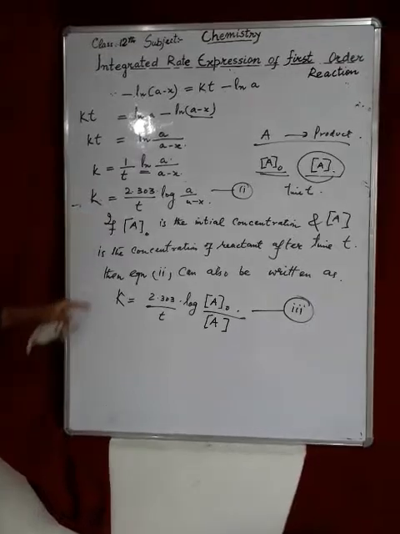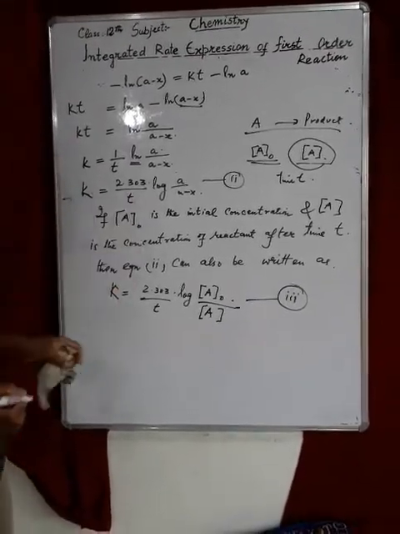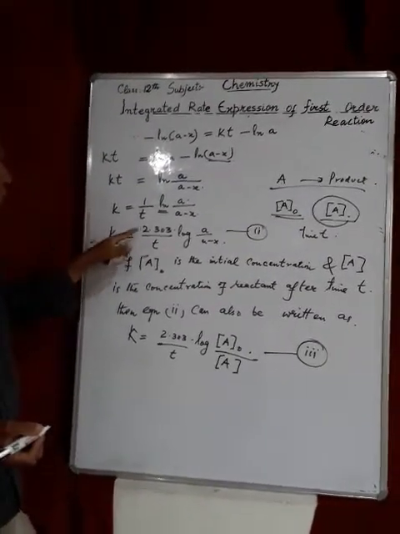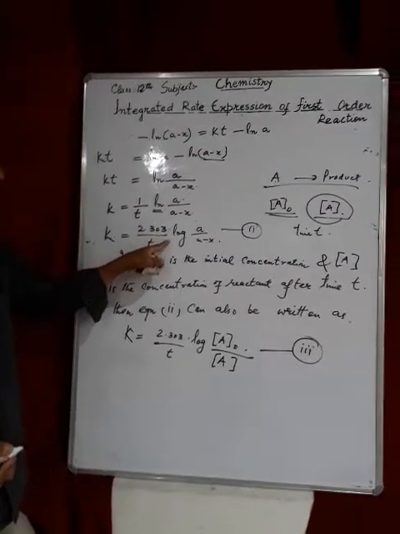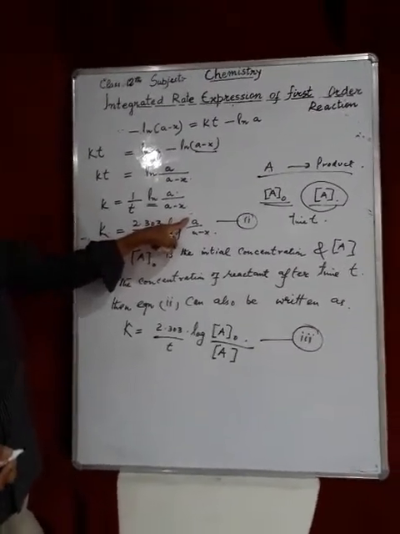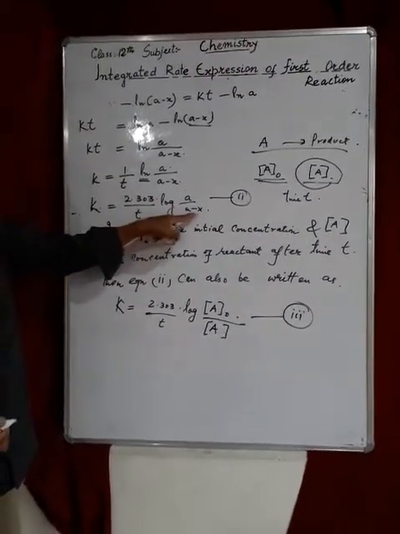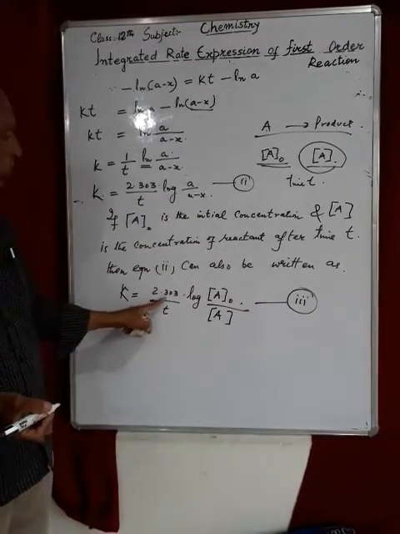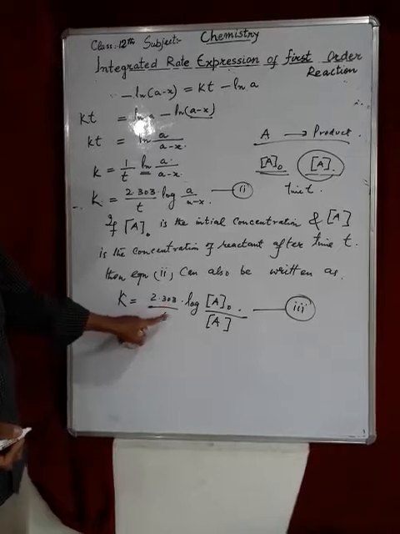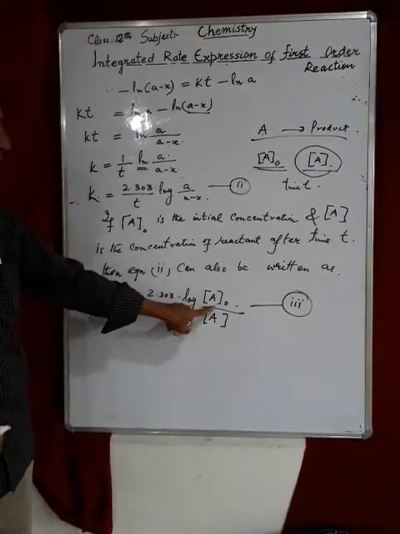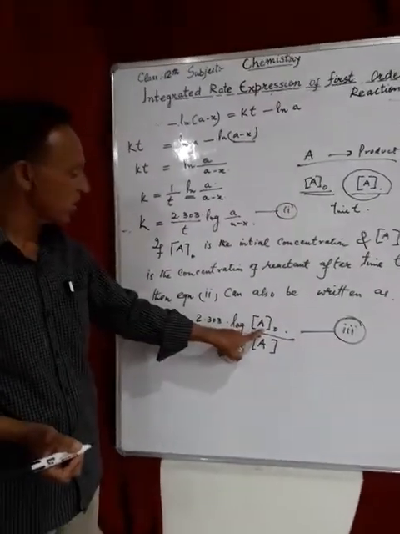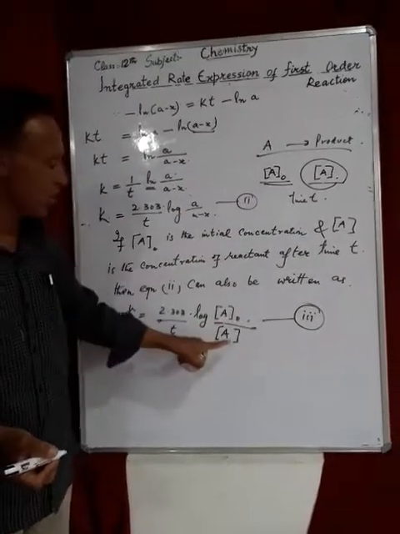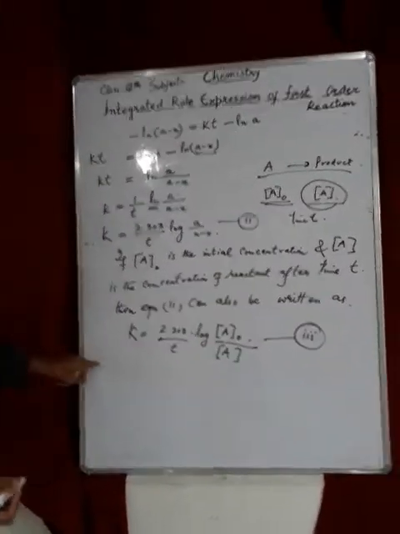So equations second and third are the rate expressions for the first order reaction. We can write the rate constant for the first order reaction as K is equal to 2.303 divided by t, log of a, the initial concentration of the substance A, divided by a minus x, the concentration of the substance A after time t. Similarly, we have K is equal to 2.303 divided by t, log of a naught, where a naught is the initial concentration of the substance A, and a in the bracket is the concentration of the substance A after time t. So these are the two expressions.